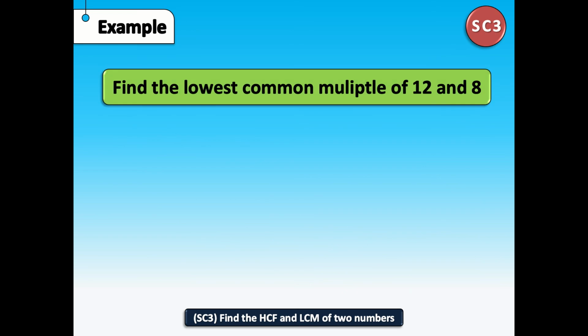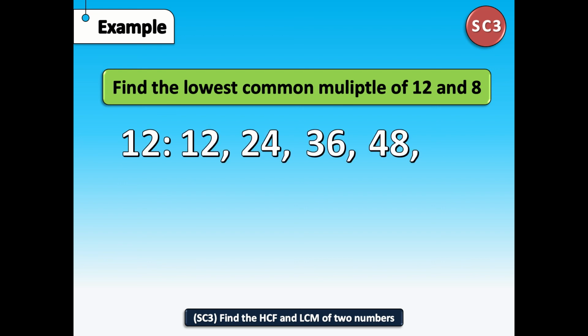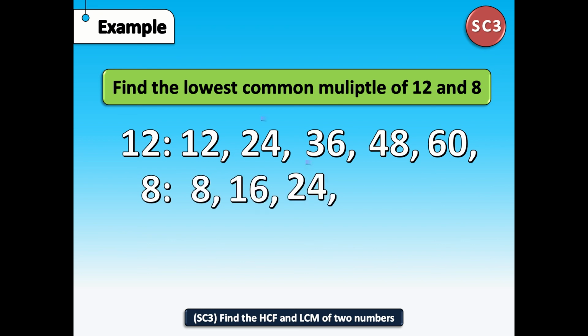Here we want to find the lowest common multiple of 12 and 8. So we write out the multiples of 12, and we write out the multiples of 8, and we can stop here because we've reached the number that's in both lists. So the lowest common multiple of 12 and 8 is 24.